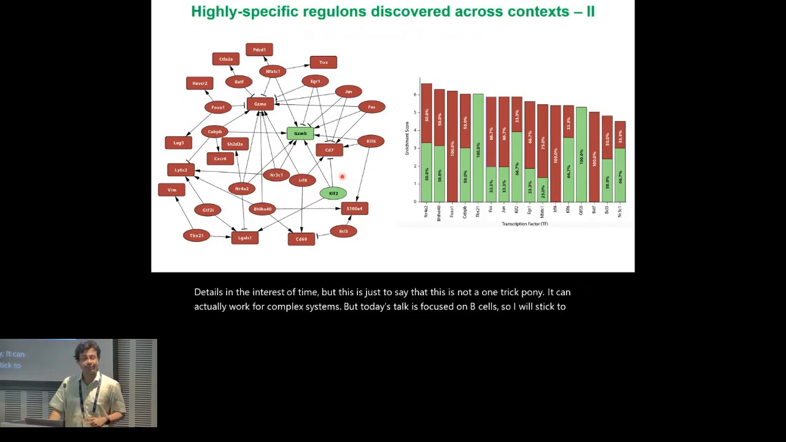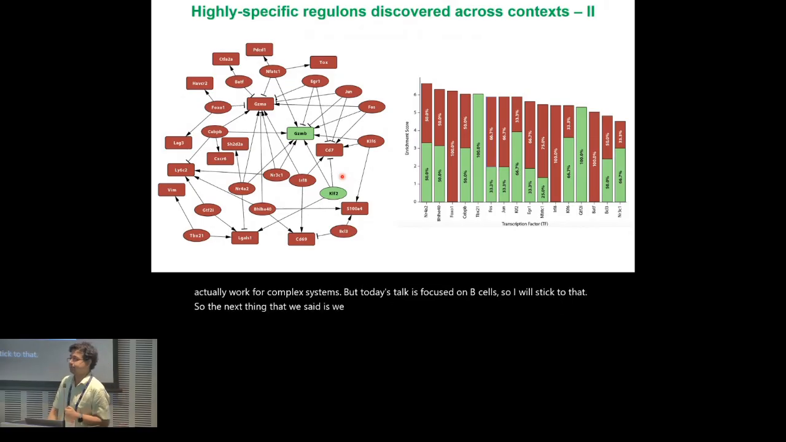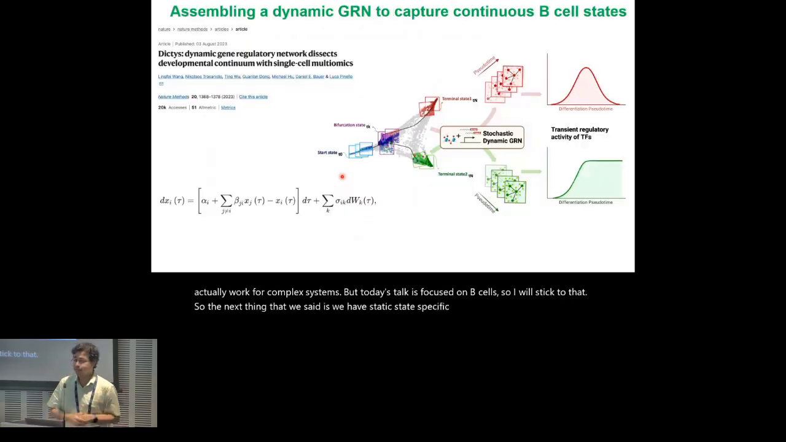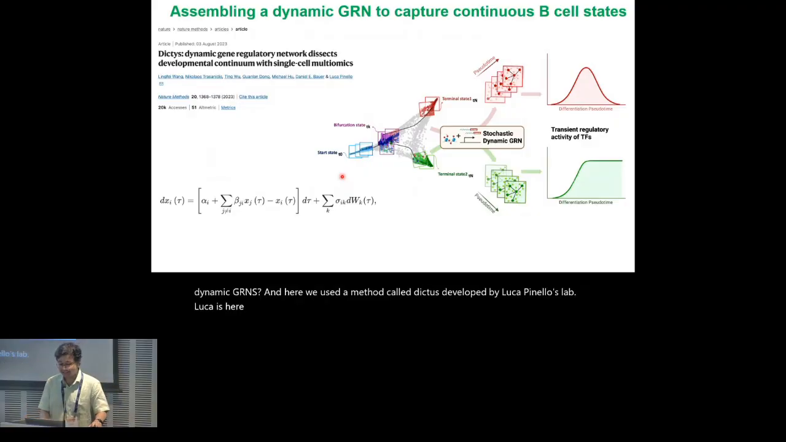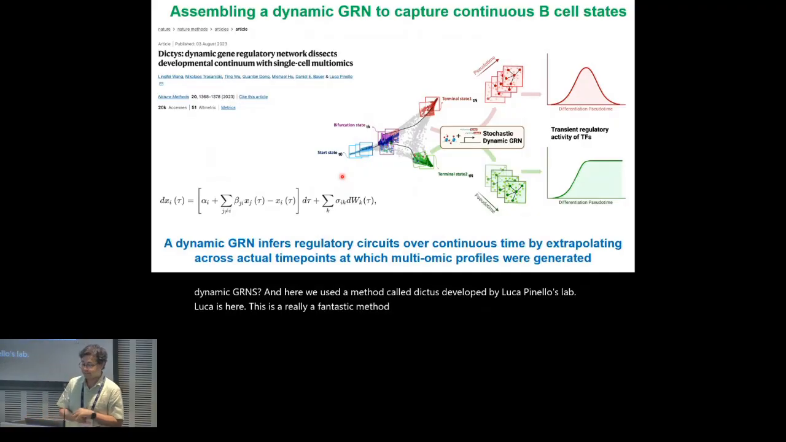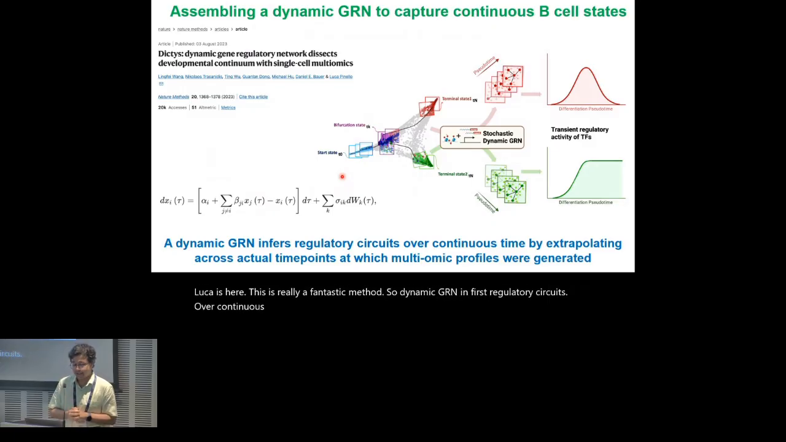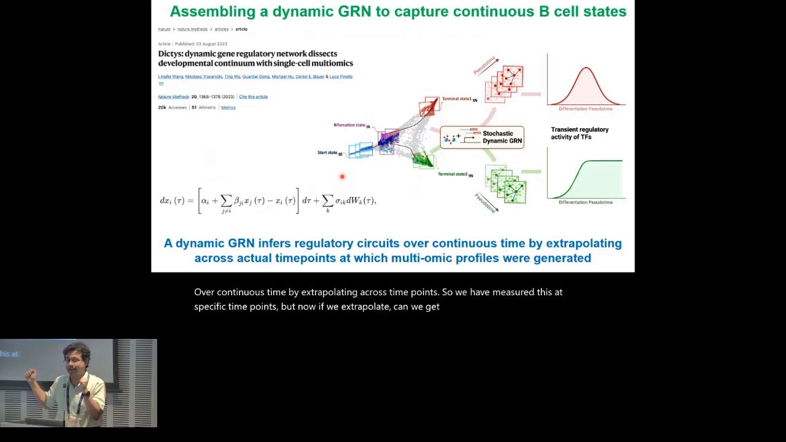So the next thing that we said is we have static state-specific GRNs. What if we move to dynamic GRNs? And here we used a method called Dictys, developed by Luca Pinello's lab. Luca is here. This is really a fantastic method. So dynamic GRN infers regulatory circuits over continuous time by extrapolating across time points. So we have measured this at specific time points. But now if we extrapolate, can we get a dynamic GRN? And what do we get in terms of the dynamic GRN?